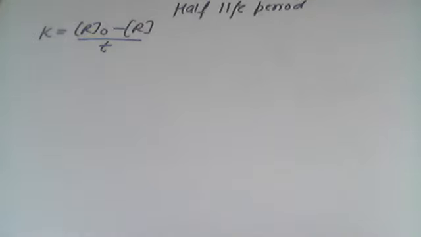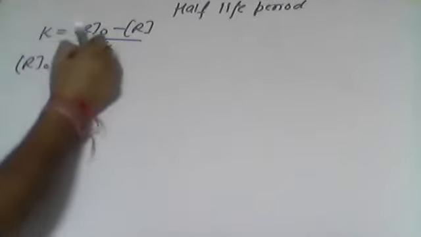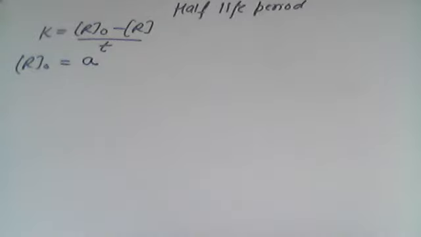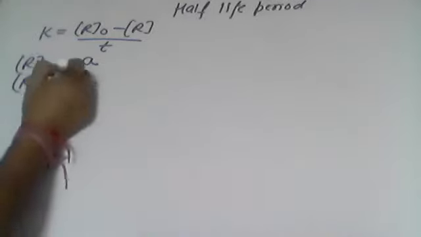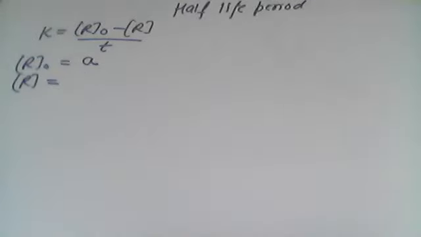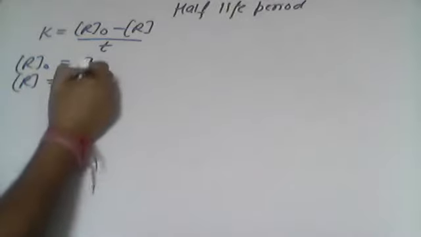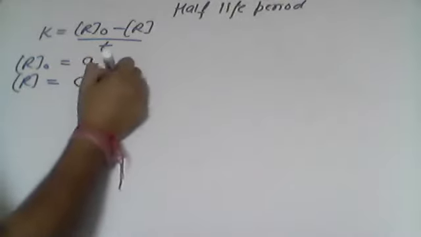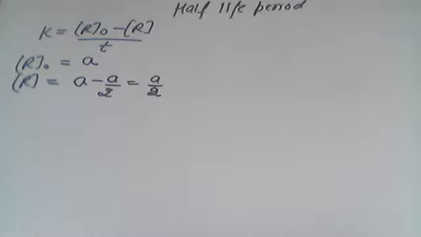Now for the half-life period, how are we going to do it? Suppose the initial concentration is A. Then R is the amount left after time T. In the half-life period, half of the reactant will react. So what will be the amount left? A is the initial concentration; out of A, half will react, so A by 2 will be left.